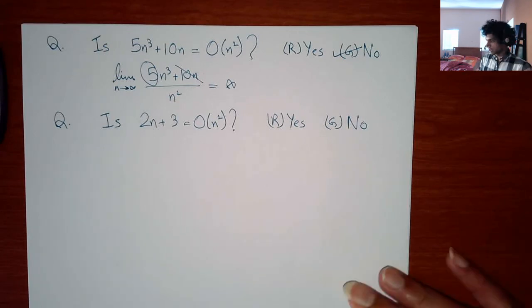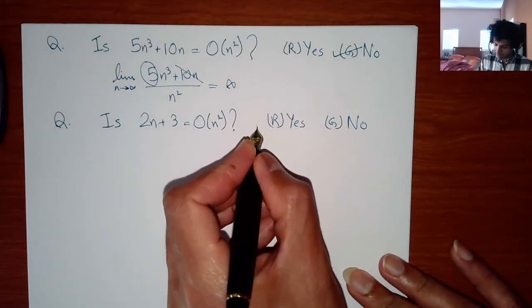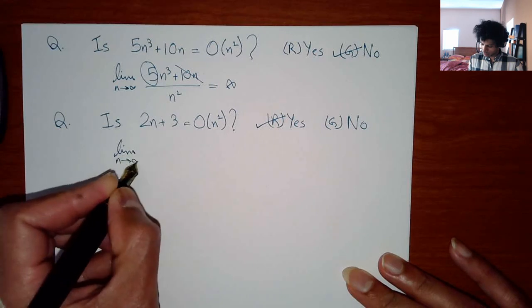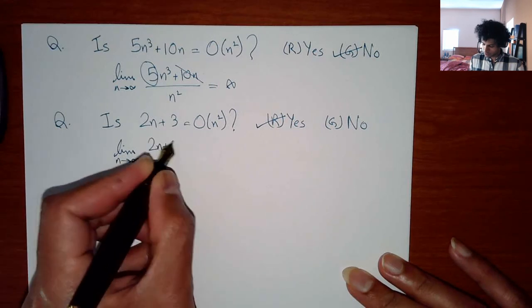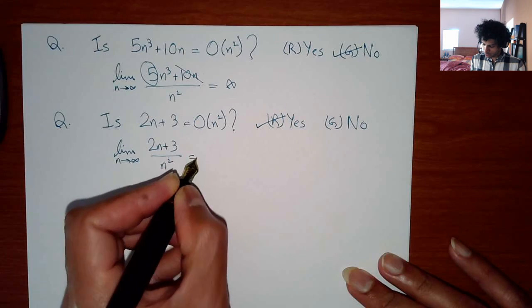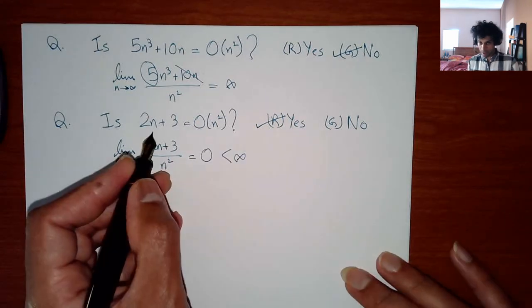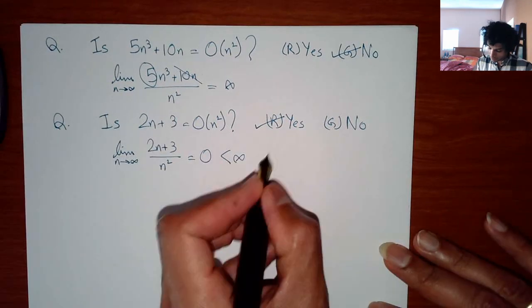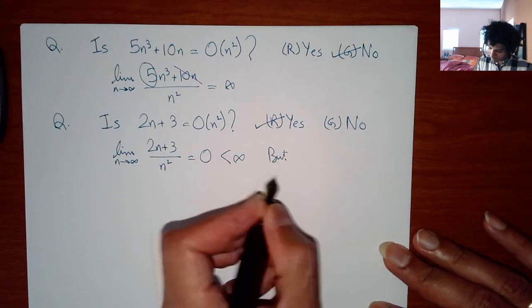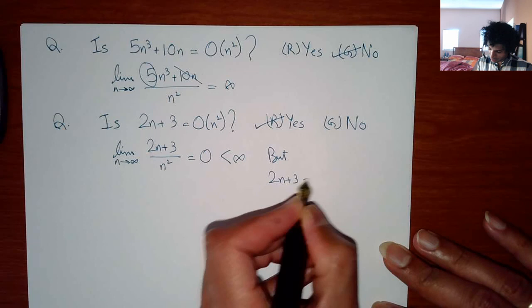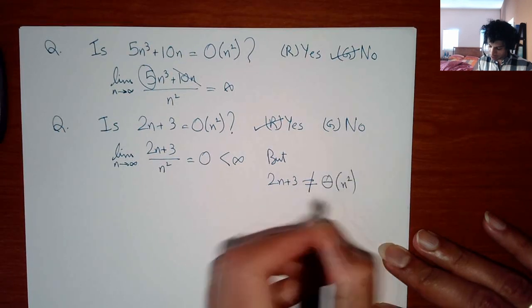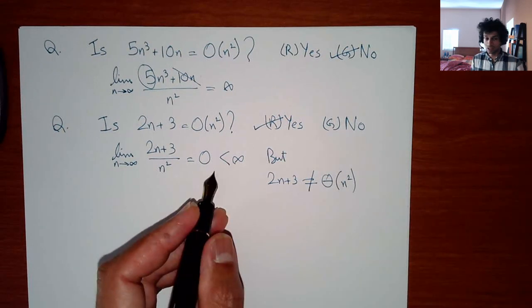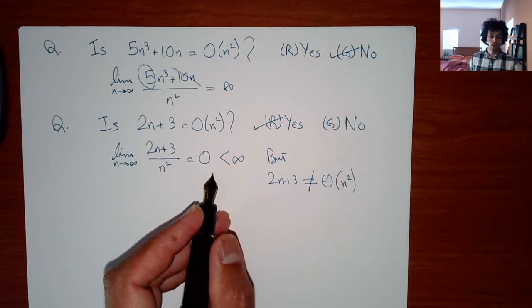So the answer in this case is yes, and that's because if you take the limit as n goes to infinity of 2n plus 3 divided by n squared, you get 0, and 0 is less than infinity. So 2n plus 3 is O of n squared, but it is not theta of n squared. It's not theta, but it's O, right? Because the limit is 0. It's not a non-zero constant.